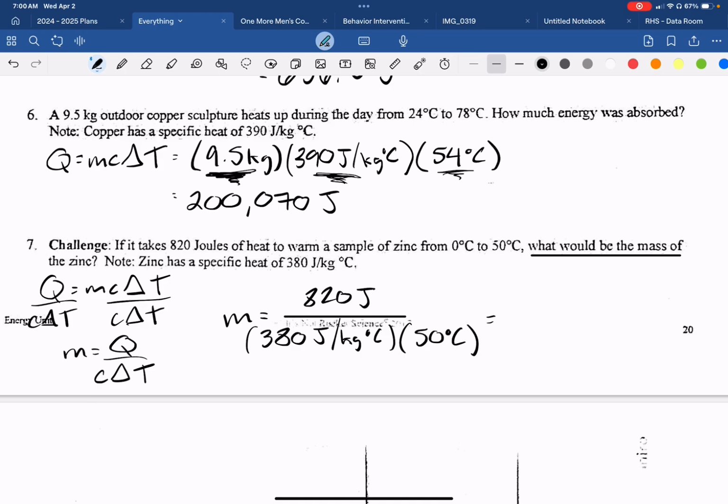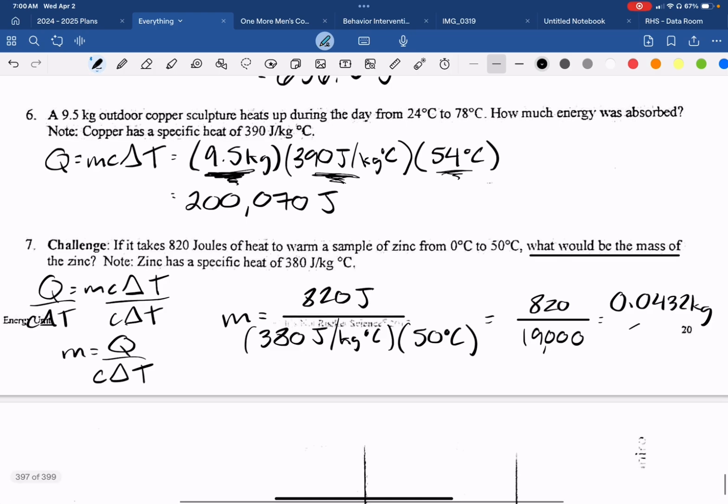So how much mass of zinc do we use? When you're multiplying and dividing within the same formula, make sure you multiply first. So 380 times 50 is going to be 19,000. And your joules are 820, so 820 divided by 19,000 is 0.0432 kilograms of zinc.